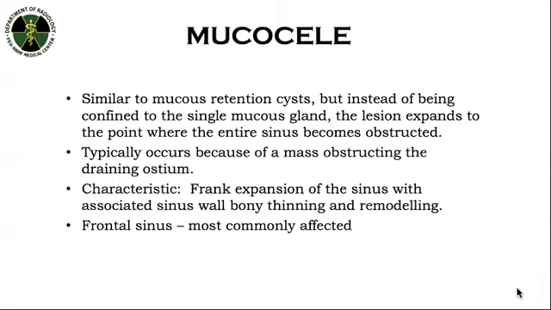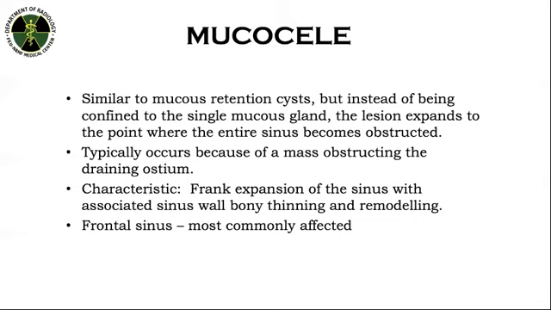Then next is the mucocele. It is similar to mucus retention cyst, but instead of being confined to the single mucus gland, the lesion expands to the point where the entire sinus becomes obstructed. It typically occurs because of a mass obstructing the draining ostium, and it has the characteristic findings of frank expansion of the sinus with associated sinus wall bony thinning and remodeling.